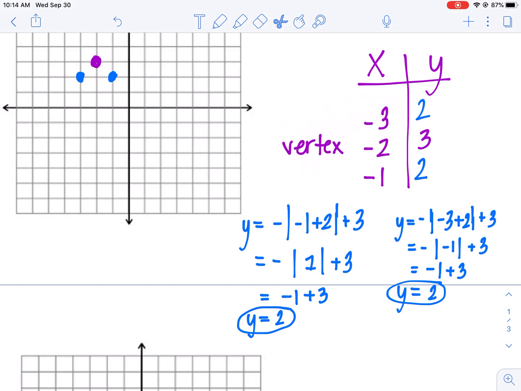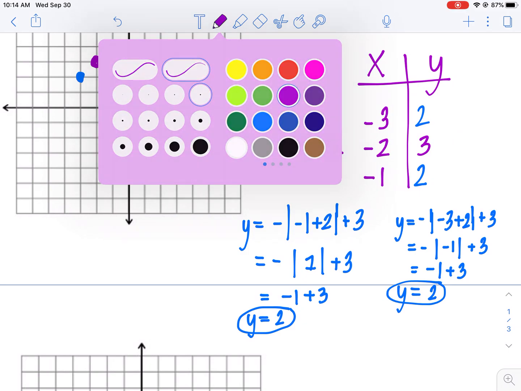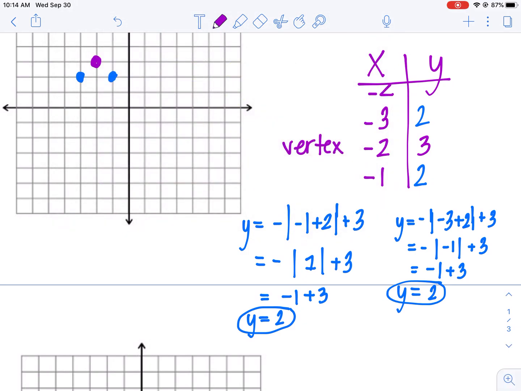I would pick maybe 1 or 2 more points. I'm actually going to move this down a little, just to make sure we have a really solid graph. So maybe I pick -4 and 0. Pause the video very fast and find the y values. Hopefully you paused it. I got 1 and 1.